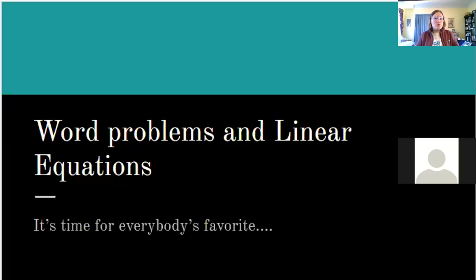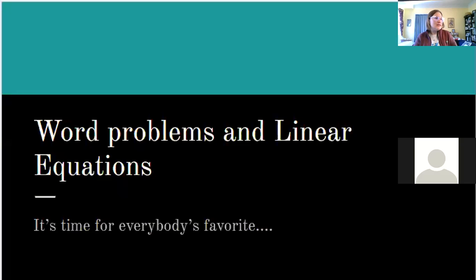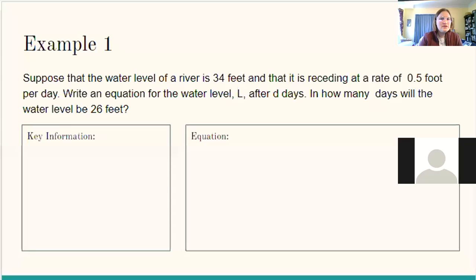So we are going to look at word problems and how they relate to linear equations. This is not any different really than when we've done word problems in the past. And by that I mean we're still going to be pulling out key information. We're still going to be looking for an equation.